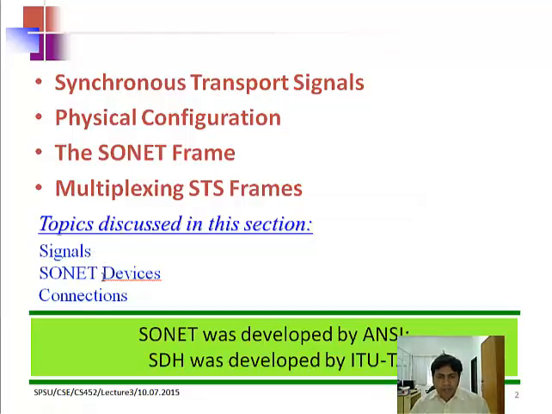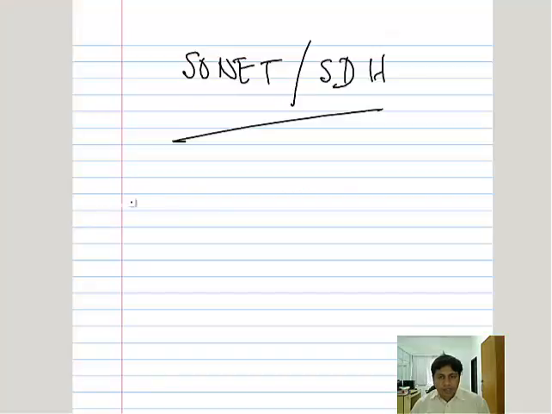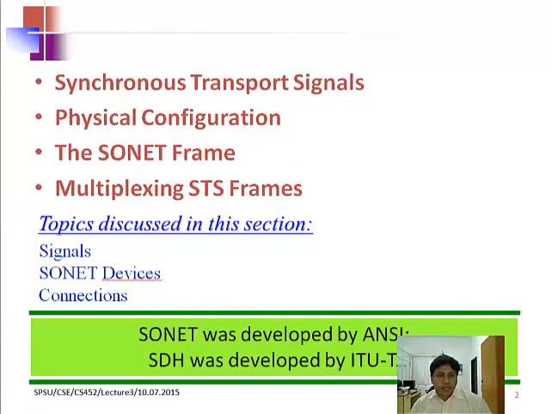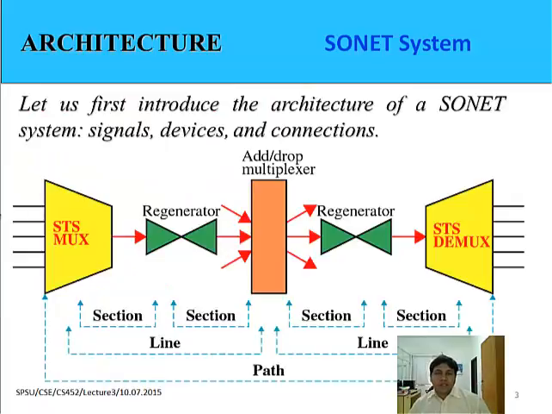What are the different signals, what are the different devices, what are the different connections, and how this STM is designed. When we talk about STM, it is basically the synchronous transport module. This synchronous transport module is something we need to know when we talk about SONET. SONET has several standards and several devices. To know this, we need to know the architecture of SONET. Let us first talk about signals, devices and connections.